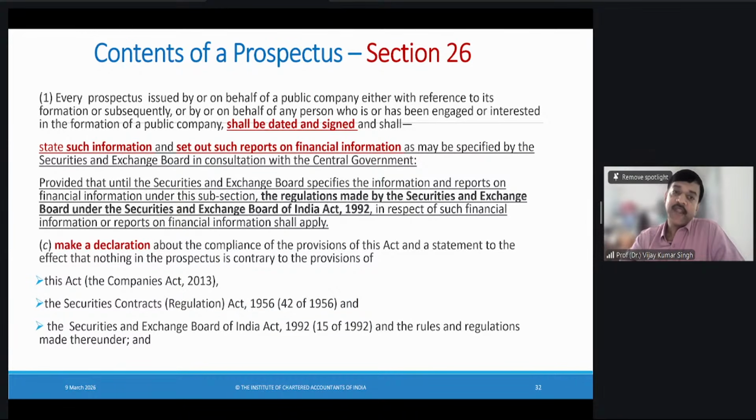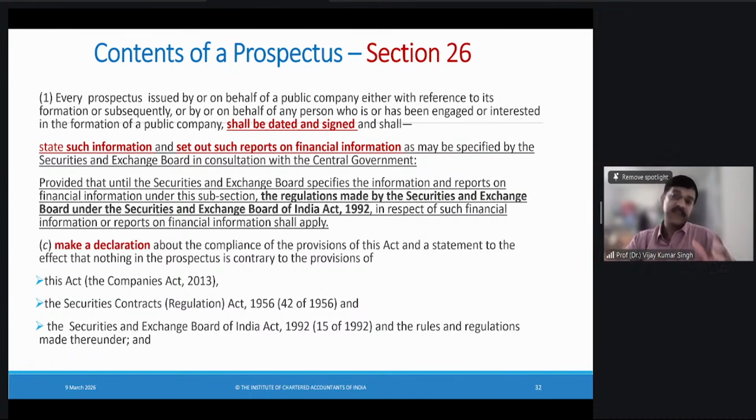Third point which is required to be made in a prospectus is a declaration. So there has to be a declaration about the compliance of the provisions of this Act and a statement to the effect that nothing in the prospectus is contrary to the following laws. That is the Companies Act 2013. Second, the Securities Contract Regulation Act 1956, because it is a security which you are issuing. Third, Securities and Exchange Board of India Act and the rules and regulations made thereunder.